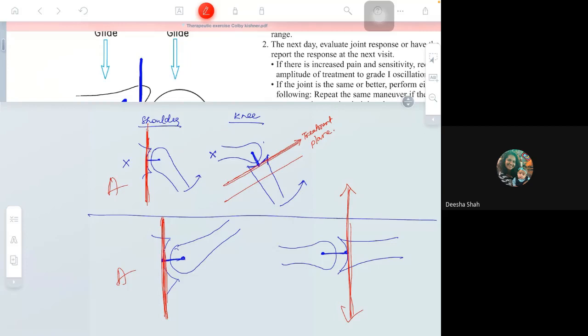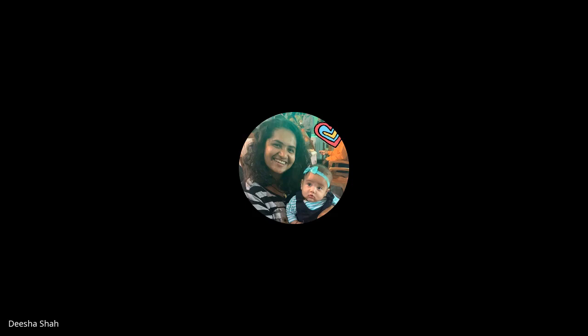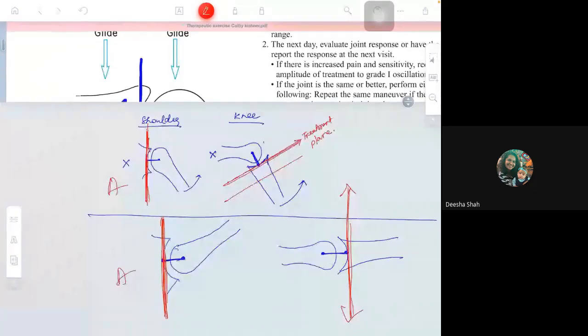What does it mean? Whenever the concave bone moves, the treatment plane moves along with the concave bone. Again, repeat the sentence. Whenever the concave bone is moving, the treatment plane will also move.